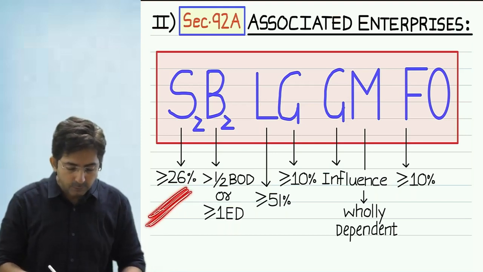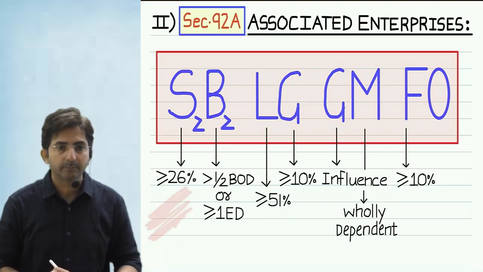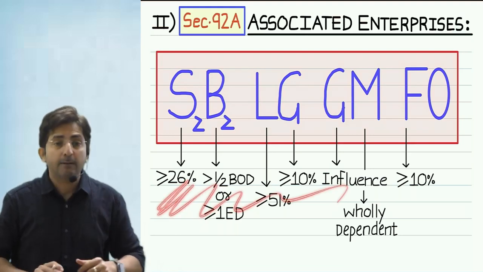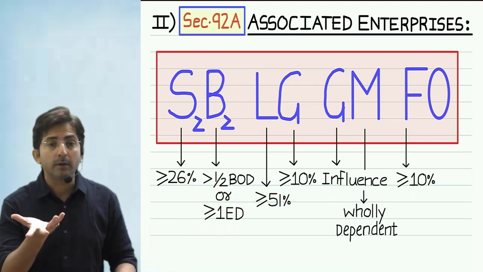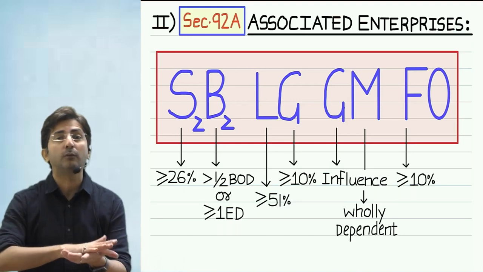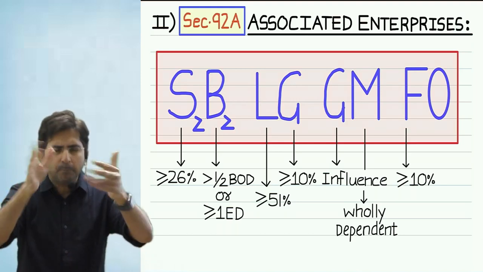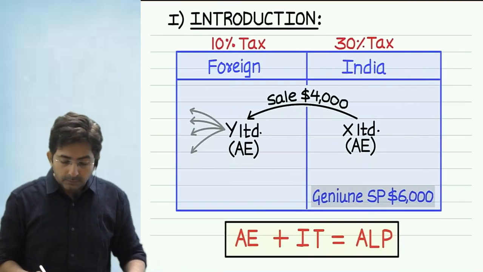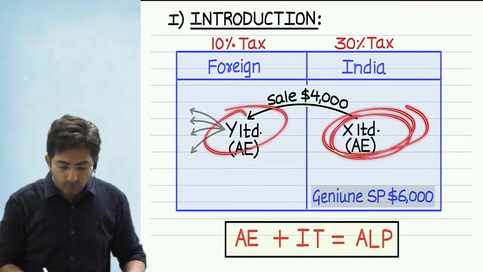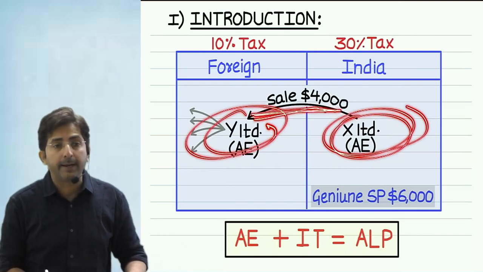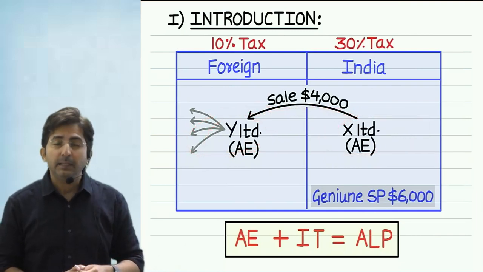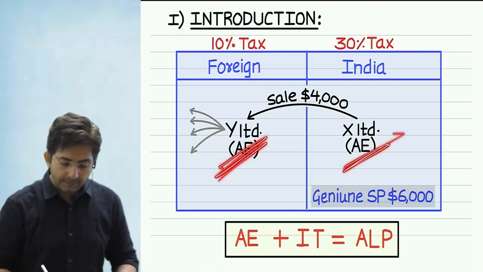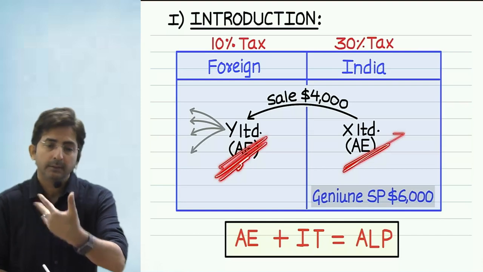Except one fact, that this 26% can keep fluctuating. Every person can fluctuate. Every percentage can fluctuate. So what is important is you have to see that percentage as on which date? At any point of time during the previous year. During the previous year means the year when X Limited has sold the goods to Y Limited. In that year, even if just for one day between X and Y there was 26% connection, it's an association.